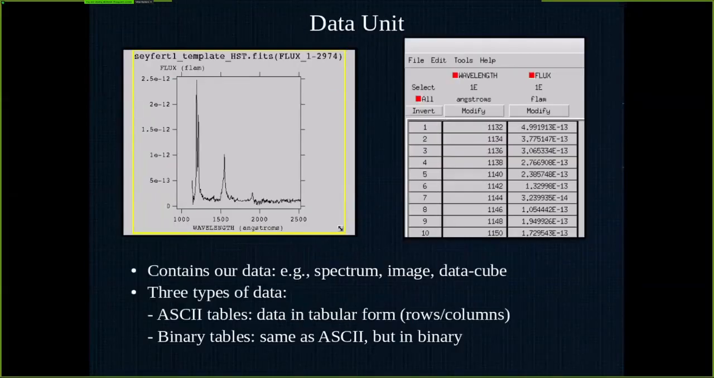Now, coming to the data unit, this is where our data lies. We can divide the types of data into three: ASCII tables, binary tables, and also image files. So I am showing an example over here. On the right, we have a binary table actually. We have the wavelength and flux. Of course, we take these data and plot them, and we have the spectrum as seen on the left. Binary tables have an advantage over ASCII in that they are faster to read.